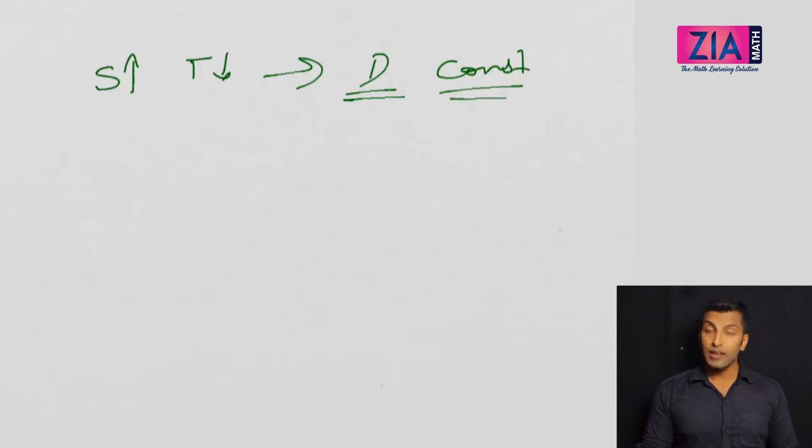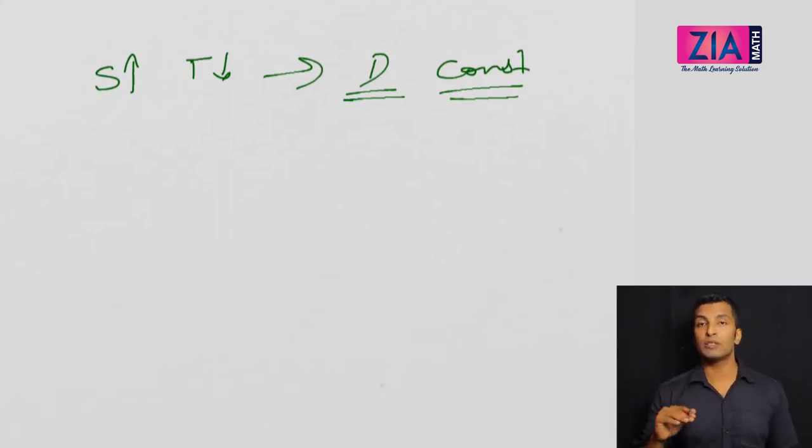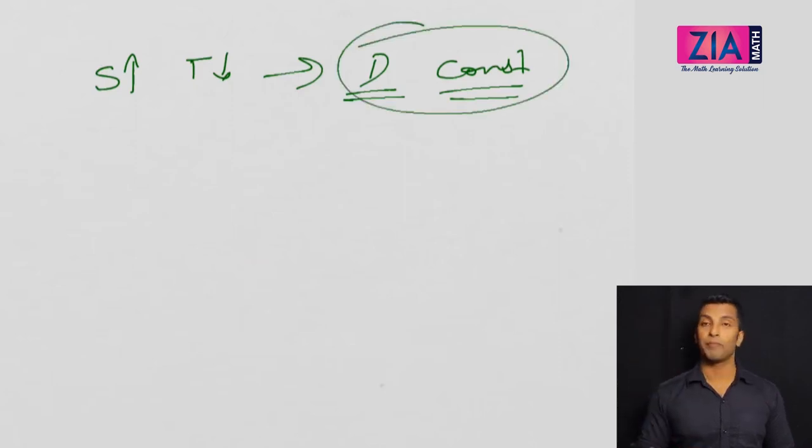So the idea is from your home to office, the distance is the same. If you increase your speed, the time taken will come down. If you reduce your speed, the time taken will increase. Why? Because the distance is the same. So you can say speed and time are inversely proportional.